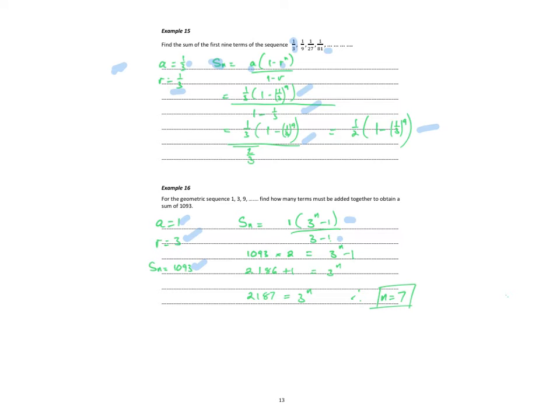So we're going to have, that's 2 there, multiply the 2 across to 1093 is 2186, add the 1 over, I get 3 to the n is equal to 2187. On my CAS, that will give me n equal to 7. So we add up to 7 terms, we'll end up with 1093. All right.